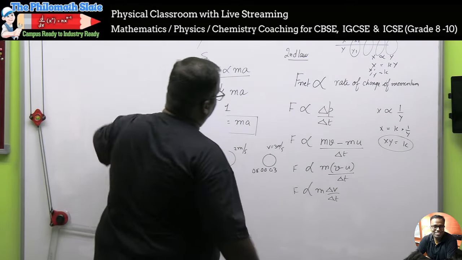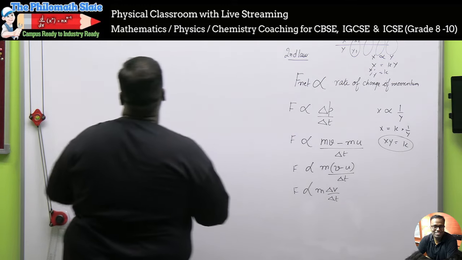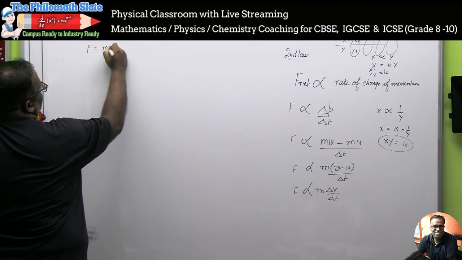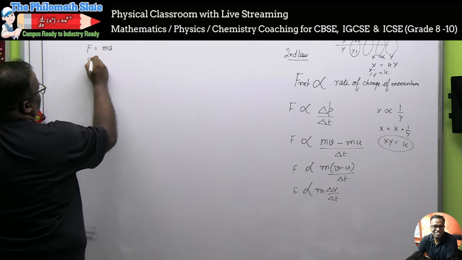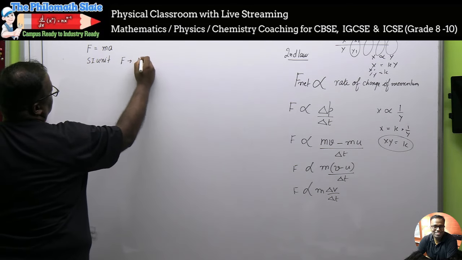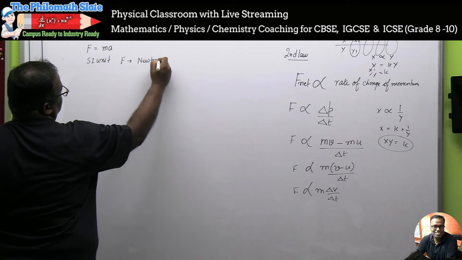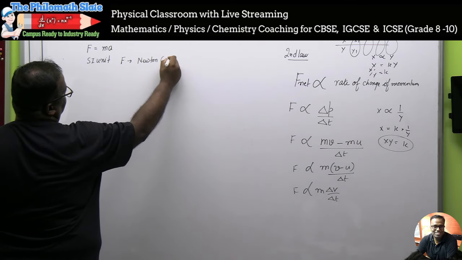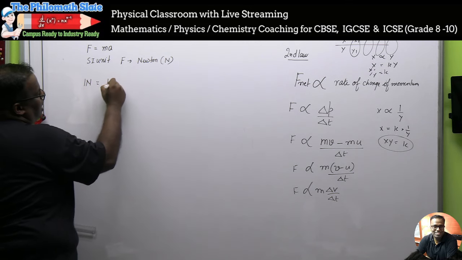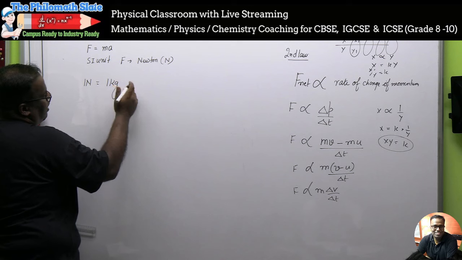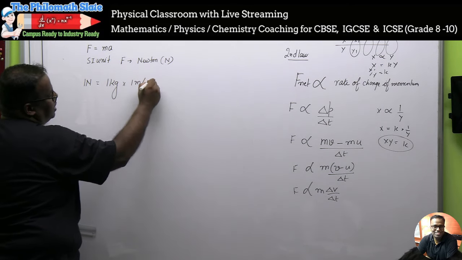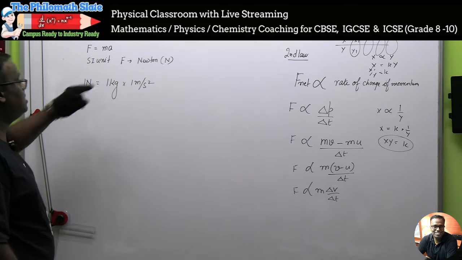Right. So we have come to this expression now. Force is equal to mass times acceleration, and in SI unit, force is expressed in newtons, denoted by N. And what is 1 Newton force? We say 1 Newton is the force which when acting on a body of 1 kg produces an acceleration of 1 meter per second square. Clear? This is the SI unit.